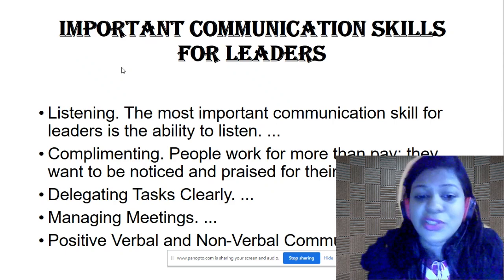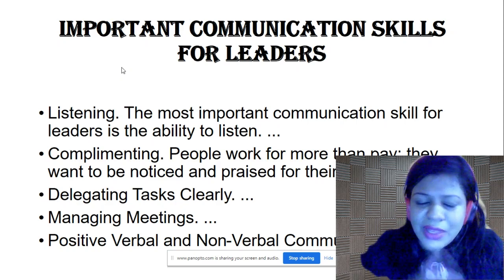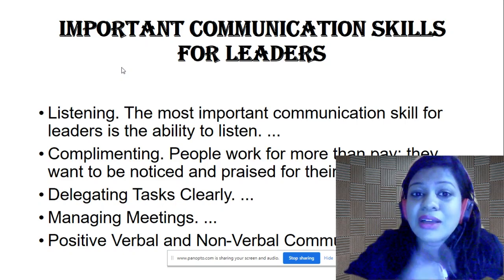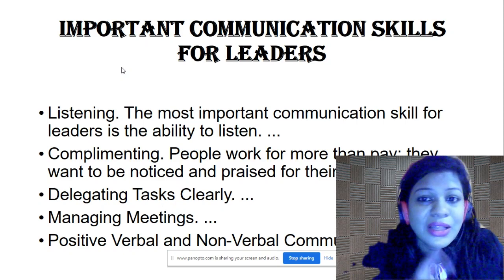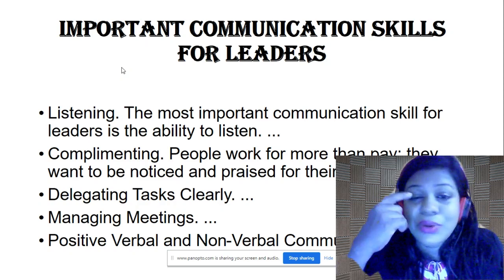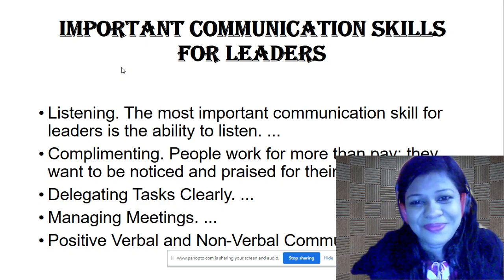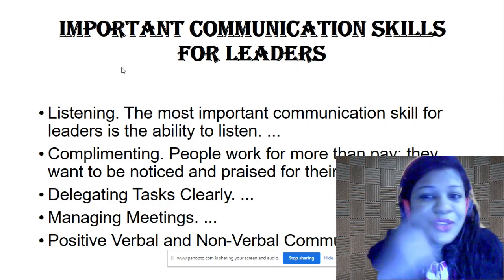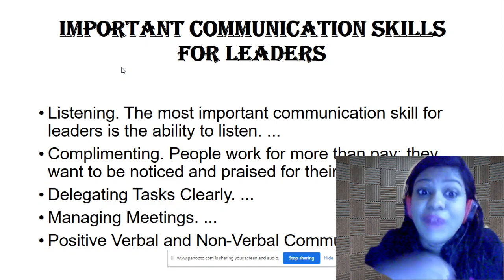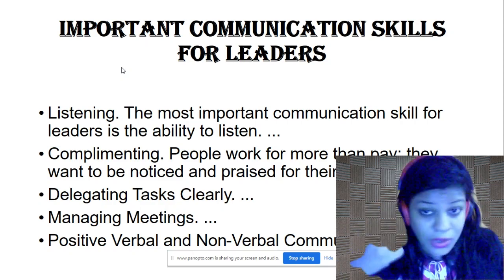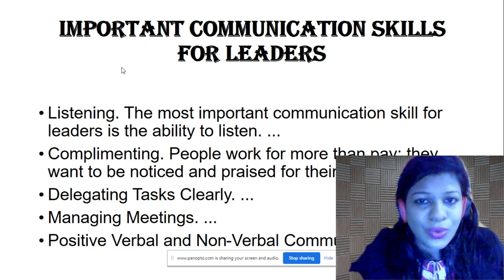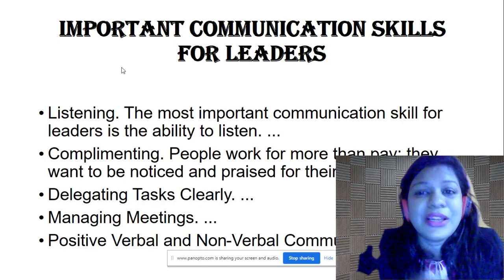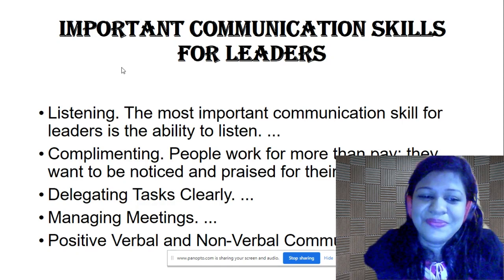And the last one is positive verbal and non-verbal communication skills. During this COVID outbreak, you are wearing a mask, but your mask covers only your nose and mouth. It doesn't hide your eyes. Eyes talk. So while you are smiling, your eyes show it. While you are in a grumpy mood, your eyes show it. So you have to keep positive verbal and non-verbal communication skills.